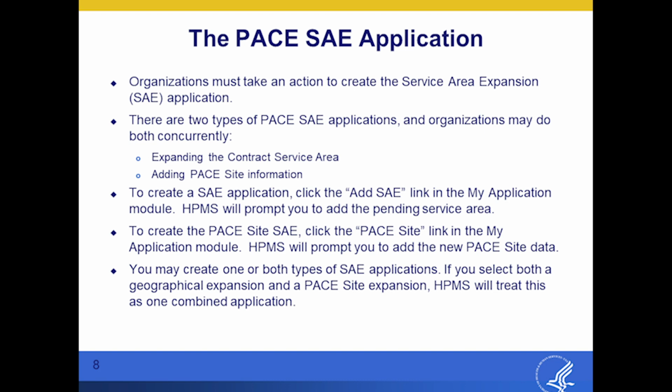To initiate the SAE application process, click the Add SAE link on the My Application screen. HPMS will prompt you to add the pending service area. To initiate the PACE site SAE, click the PACE site link on the My Application screen. HPMS will prompt you to add the new PACE site data. You may create one or both types of SAE applications. If you select both a geographical expansion and a PACE site expansion, HPMS will treat this as one combined application.